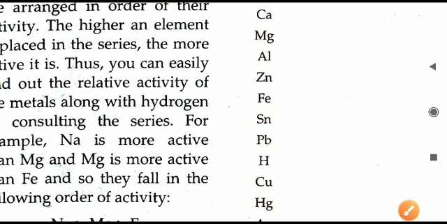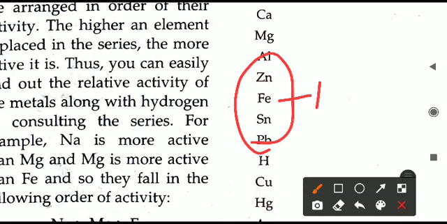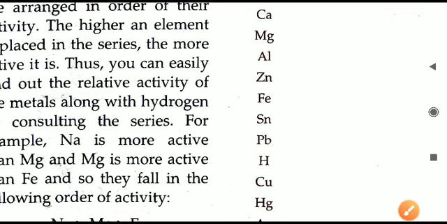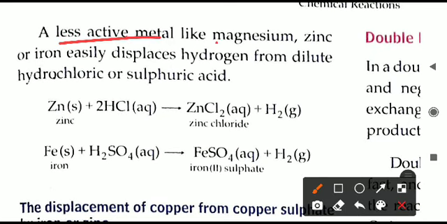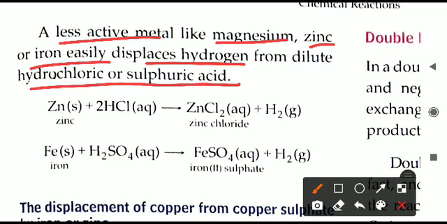But here we need to do what? In these metals we need to heat the reaction, where the reaction is going on, we have to heat it. So here you can see the less active metals like magnesium, zinc, iron displace hydrogen by using what? Using HCl acid or sulfuric acid.